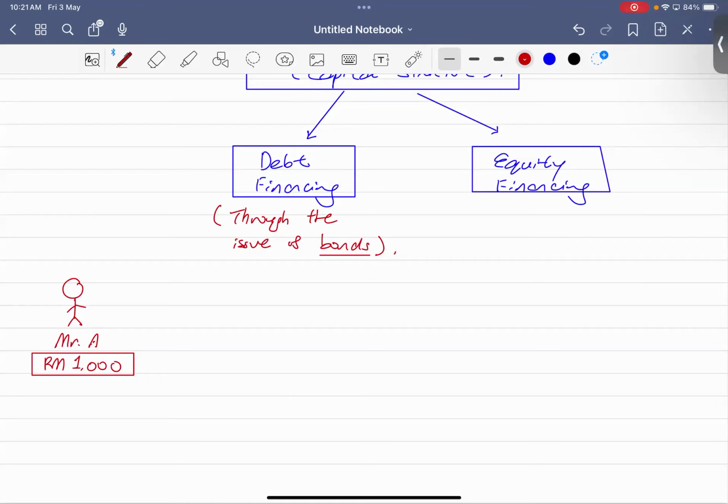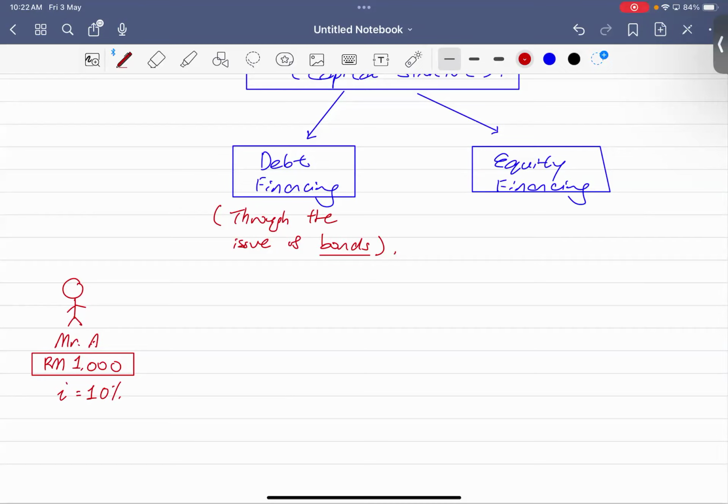Firms want the money, so they sell the bonds to people, like to Mr. A. But the firms will have to promise to pay some interest, or else why would Mr. A want to buy? Mr. A might as well put the money in the bank. So let's say the company says, if you buy my bonds, I give you an interest rate of 10%.